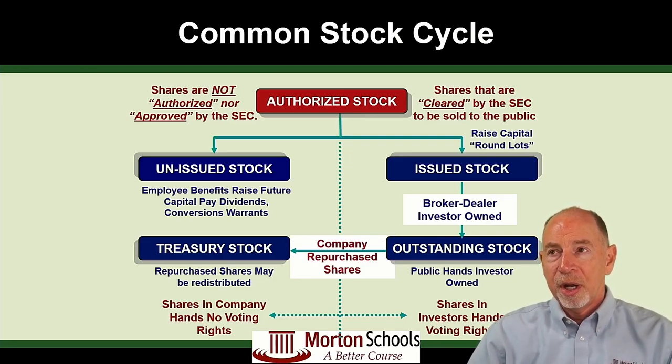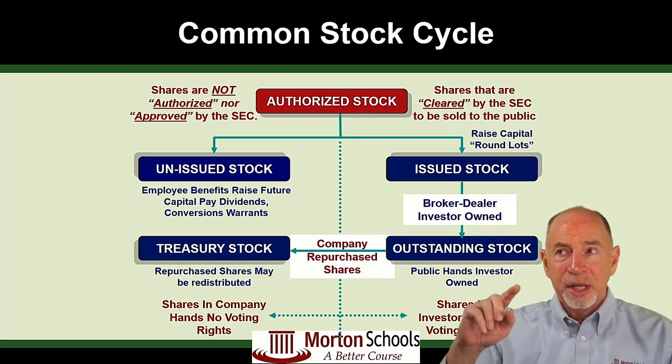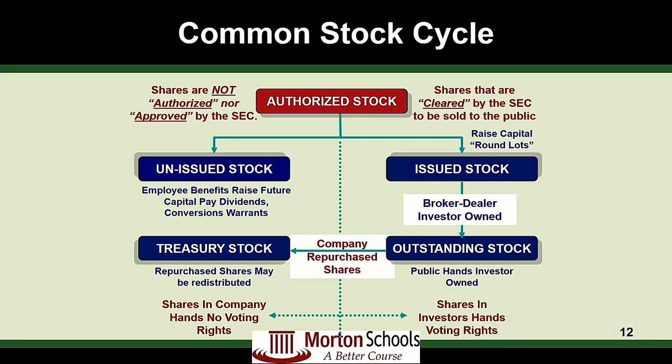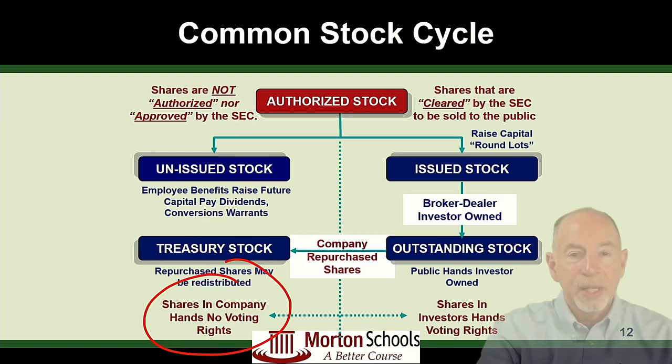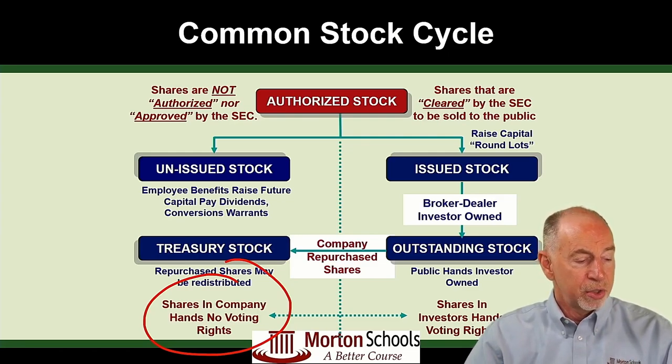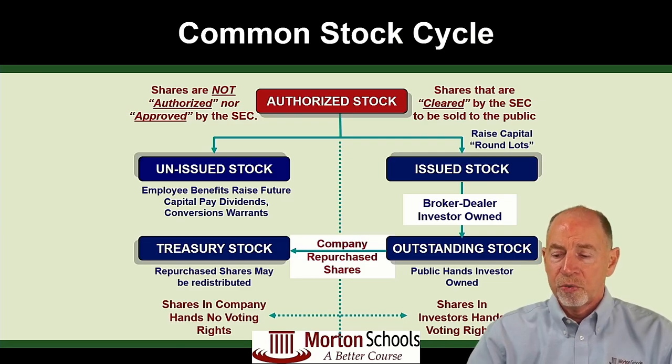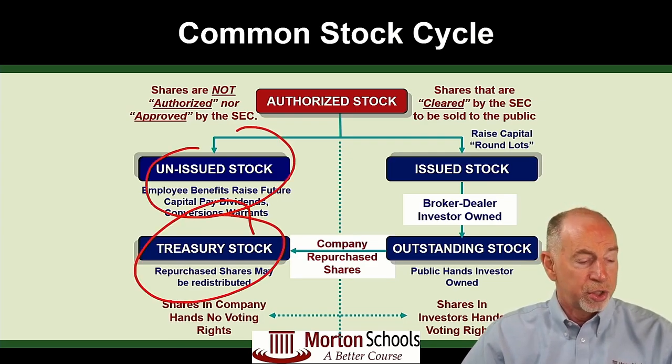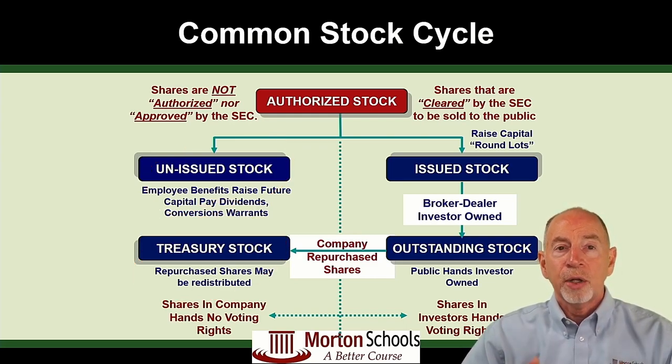Now, here's the real important part of this slide, which is what? On the right side of the slide here, where we have the outstanding shares, those outstanding shares that are in the hands of the public have voting rights, get dividends, but on the other hand, the shares that are either unissued stocks or treasury stocks, on the left-hand side of this slide, have no voting rights and get no dividends. That becomes a really important point to understand for the test, because those shares that are in the company's control, which is once again the unissued shares and the treasury shares, are not going to count as shares that have to have rights.